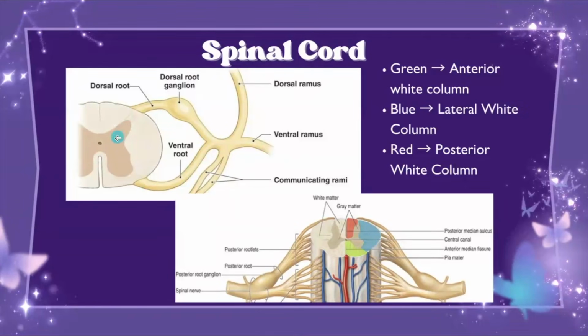Okay. What else do we have here? Here you would have the motor or the anterior rootlets, and then here you would have the posterior or sensory rootlets. These would join to become roots. So let's start with the dorsal rootlets. Dorsal rootlets become the dorsal roots, and then this dorsal root becomes the dorsal root ganglion.